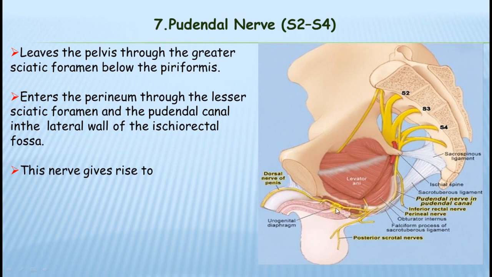So these are the terminal branches. One is the perineal nerve. Another one is the dorsal nerve of the penis in the case of males and the clitoris in the case of females.